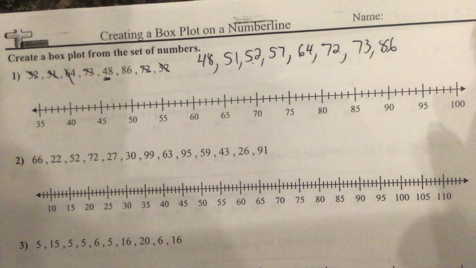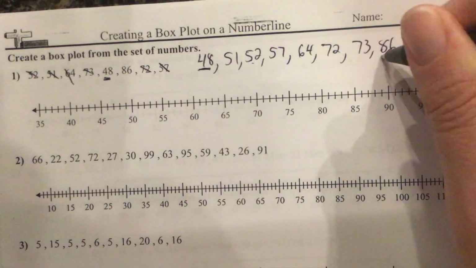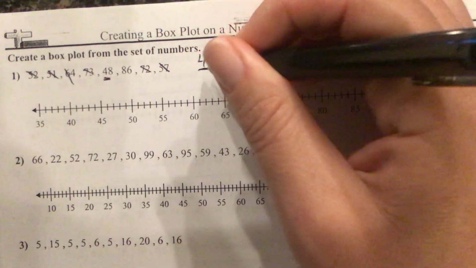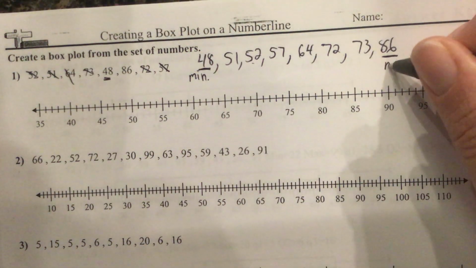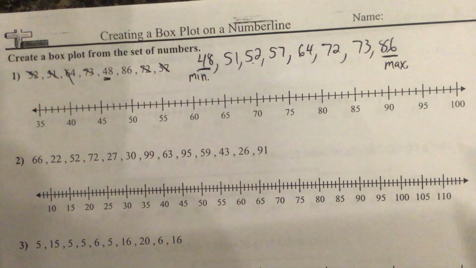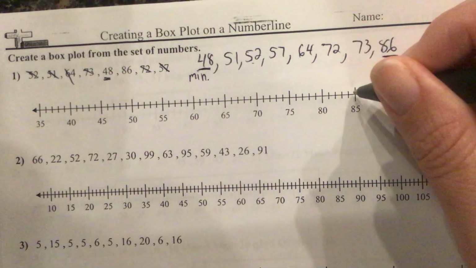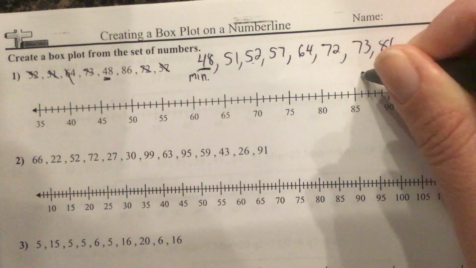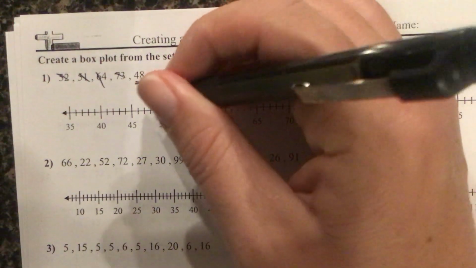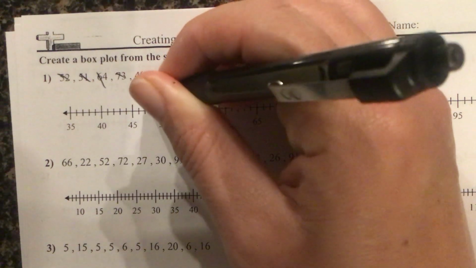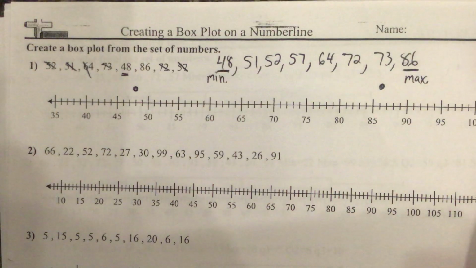So what we need to do is find our easiest ones first. That would be our minimum and our maximum. Okay, so underline the 48, write minimum. Underline the 86 and write maximum. Go ahead and plot those above the number line. So if this is 85, 86 would be here. And 48 would be right here. 48, 49, 50. So you got your minimum and your maximum plotted.